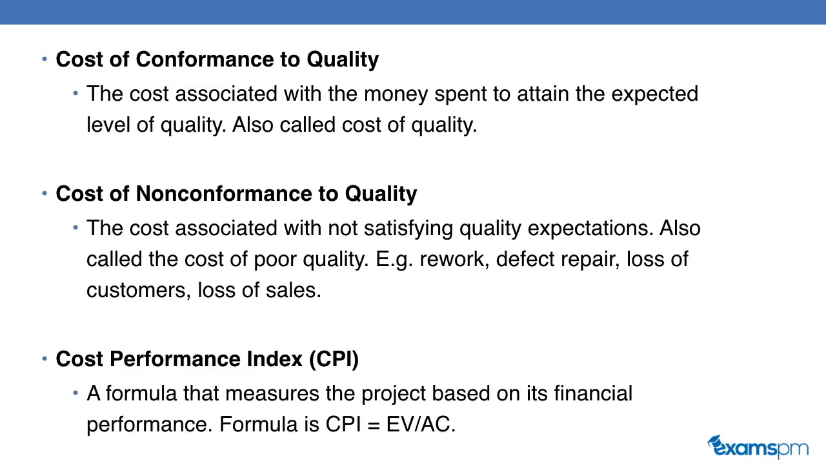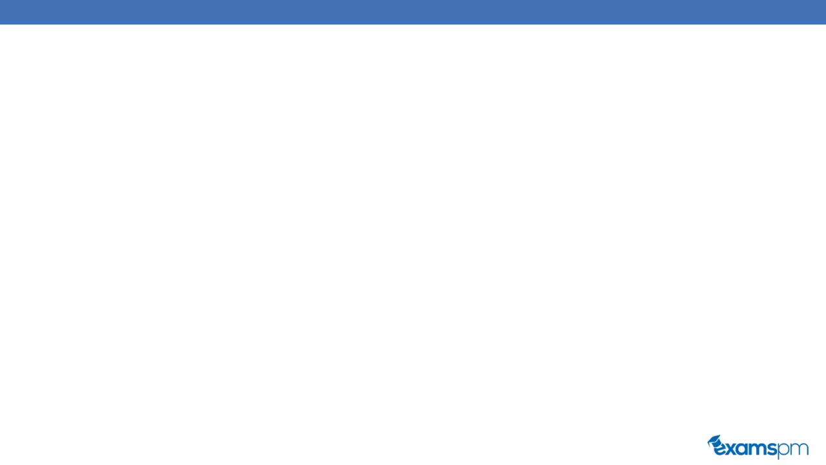The Cost Performance Index, or CPI, a formula that measures the project based on its financial performance. The formula for CPI is EV divided by AC. EV stands for earned value and AC stands for actual cost. We have a separate video on all of the earned value management formulas if you want to take a look at that. It is beyond the scope of this lecture.